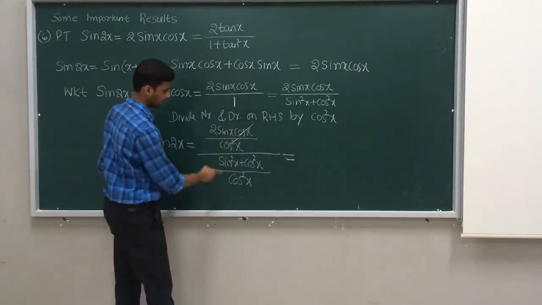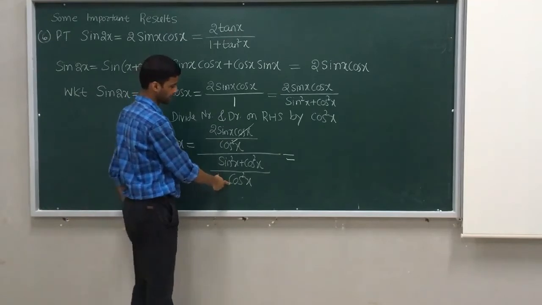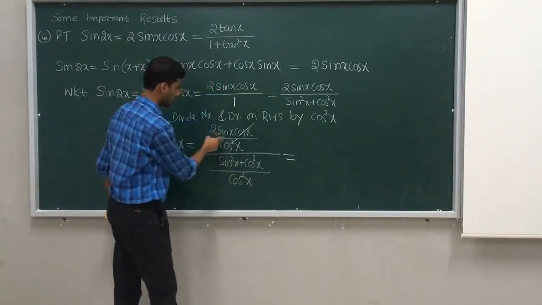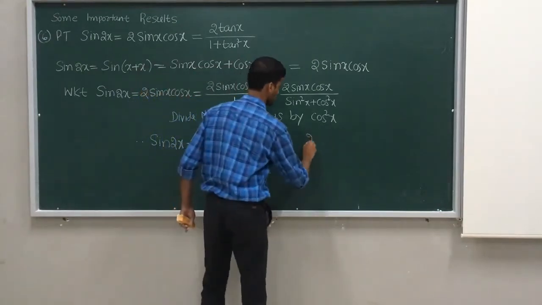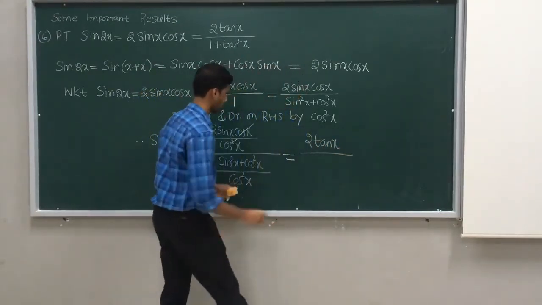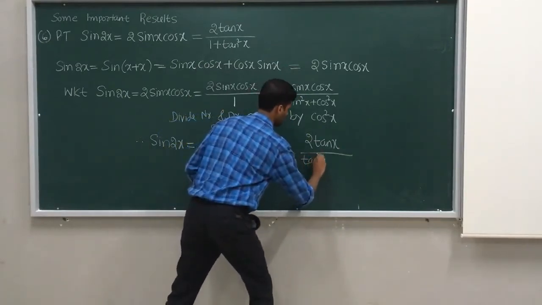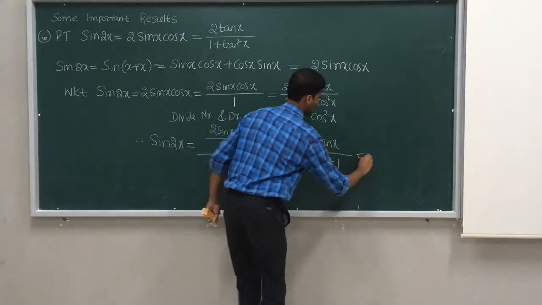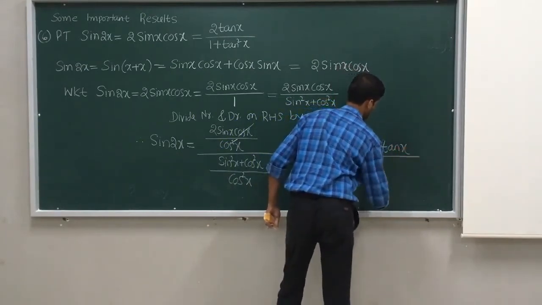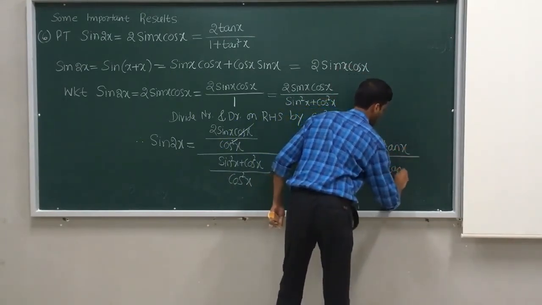gets cancelled. Sin square x by cos square x is tan square x. Cos square x by cos square x is 1. And sin x by cos x is tan x. So this answer becomes 2 tan x upon tan square x plus 1. Or you can rewrite this as 2 tan x upon 1 plus tan square x.